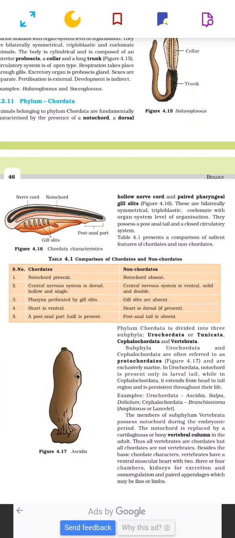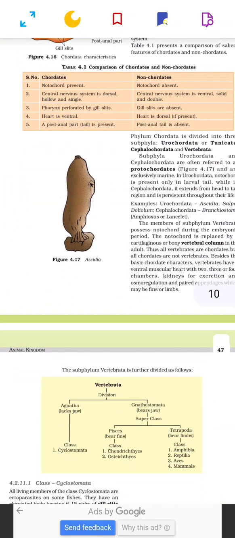The members of subphylum Vertebrata possess a notochord during the embryonic period. The notochord is replaced by a cartilaginous or a bony vertebral column in the adult. Thus, all vertebrates are chordates, but all chordates are not vertebrates. Besides the basic chordate characters, vertebrates have a ventral muscular heart with 2, 3 or 4 chambers, kidneys for excretion and osmoregulation, and paired appendages which may be fins or limbs.